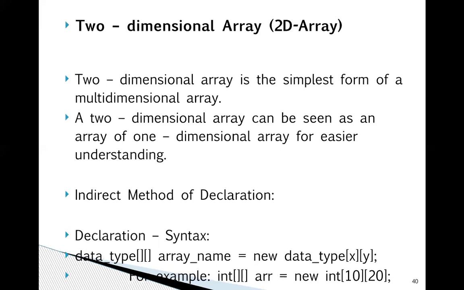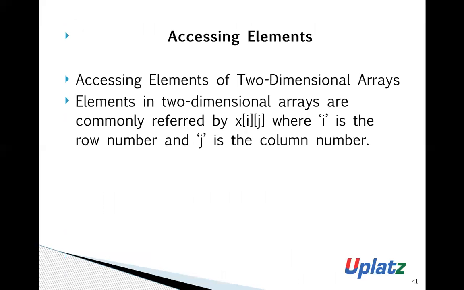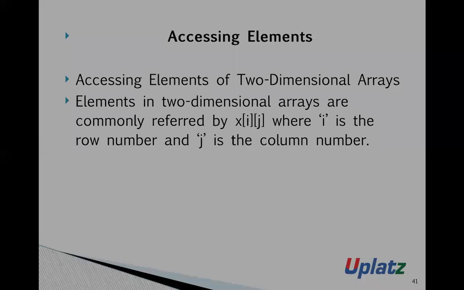The row size is mandatory. Even if you don't mention the column size, it is okay. While declaring a two-dimensional array, mentioning the column size is optional, whereas declaring the row size is mandatory. Accessing elements of two-dimensional arrays: elements are commonly referred to by x[i][j], where i is the row number and j is the column number. That is how you access elements in a two-dimensional array.